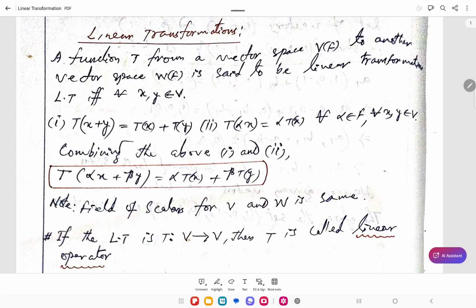So, dear students, we will discuss what is linear transformation, what is identity transformation, what is zero transformation, or what is linear operators. So, we will try to discuss all this with some examples here.